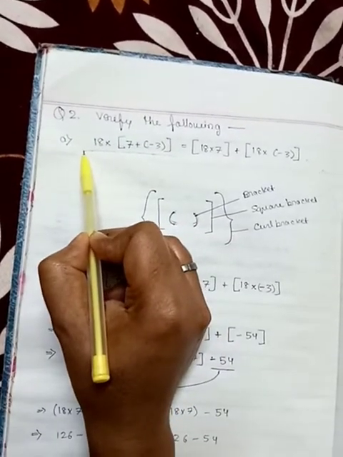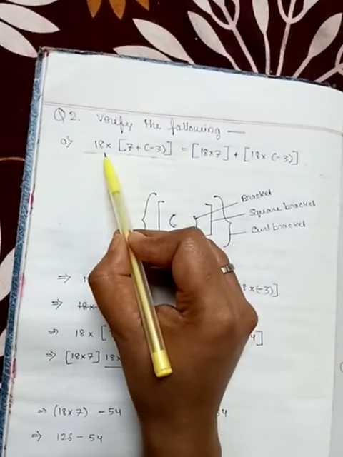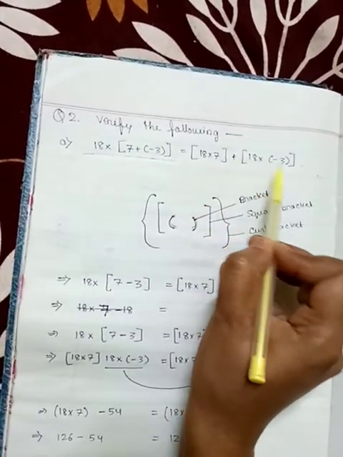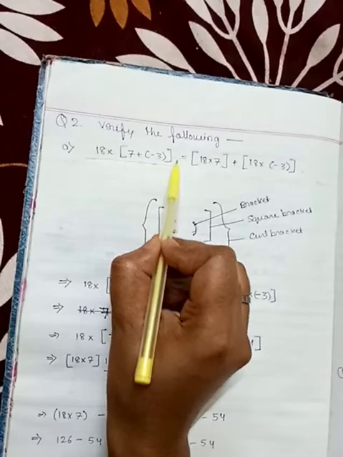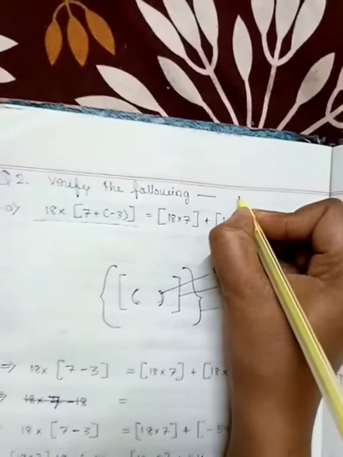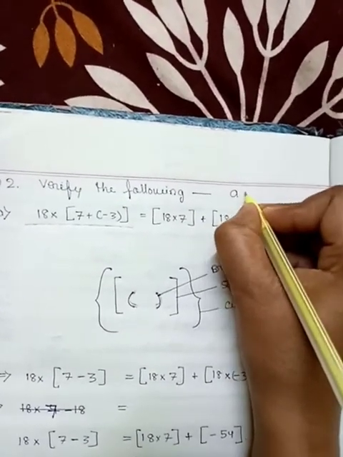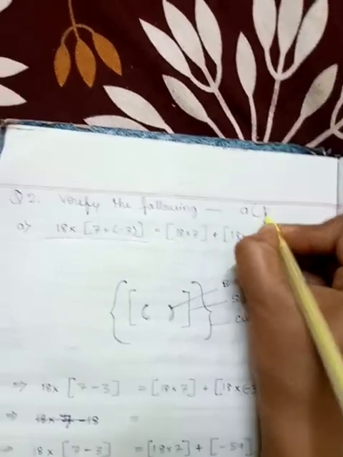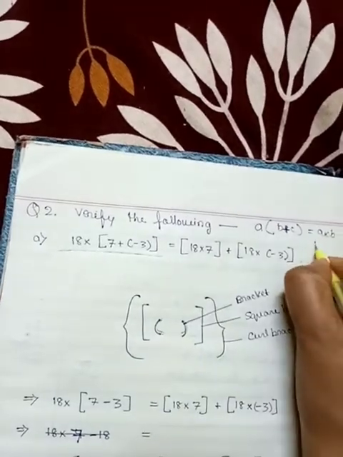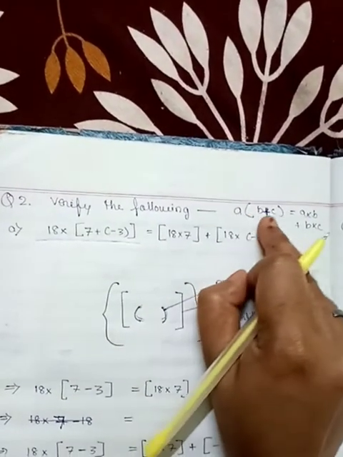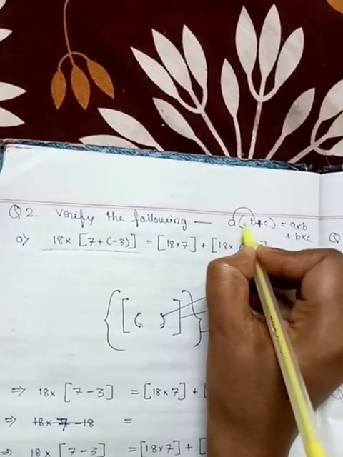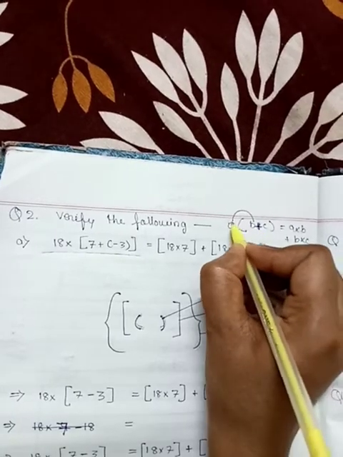You just see, this is an equation. It is in the form of 18 into 7 plus 18 into minus 3. While we distribute, this is the distributive property. Do you know what we mean by distributive property? I have already taught you. Distributive property means A into the bracket B plus C. Do you remember this property? So first we have to multiply A into B, then plus A into C.